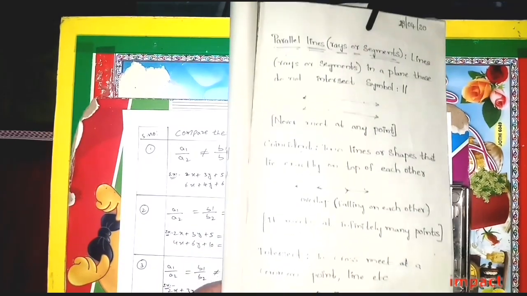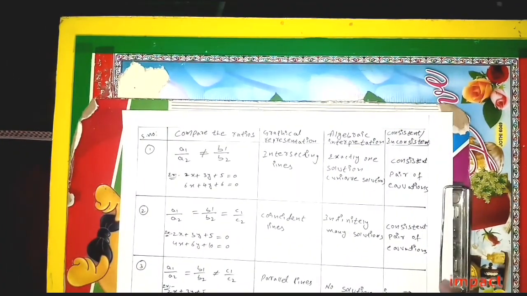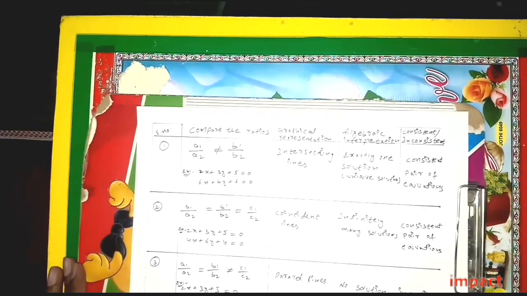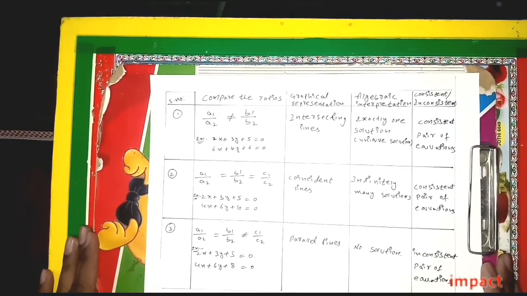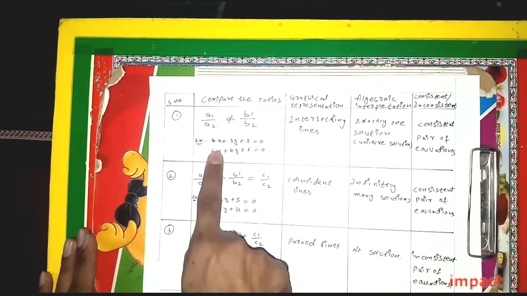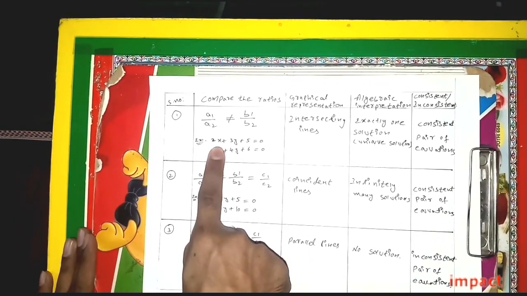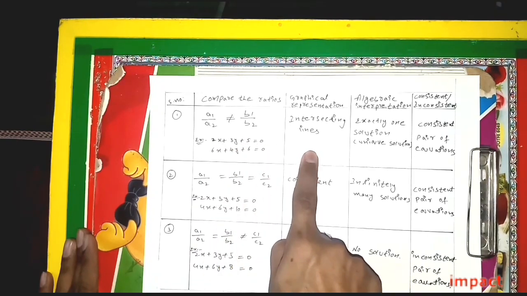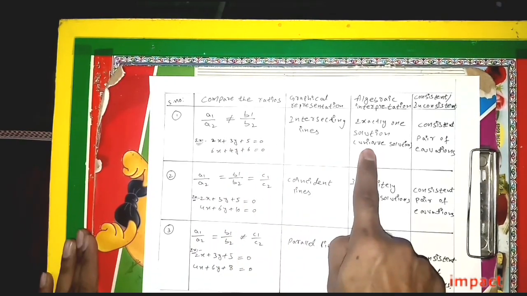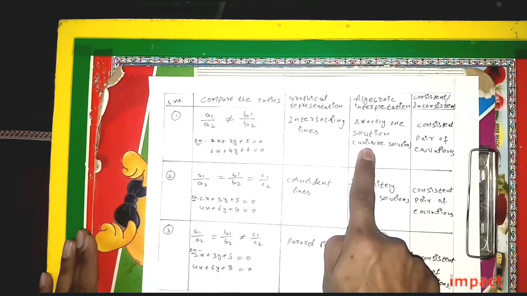Now there is a table. Before going to that, we should know the condition for intersecting lines, coincident lines, and parallel lines. See, this is the example for comparing ratios. When a1/a2 is not equal to b1/b2, it is intersecting lines, and it will have exactly one solution, that is, a unique solution.